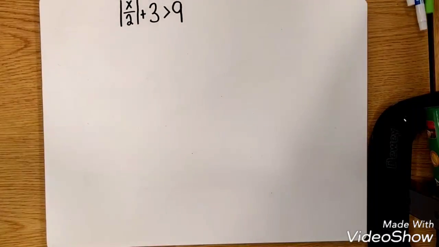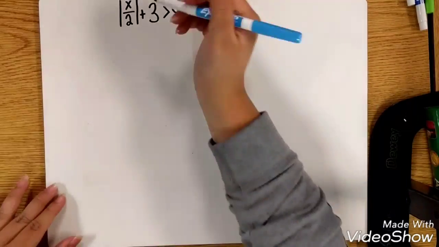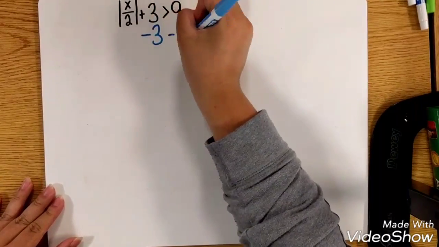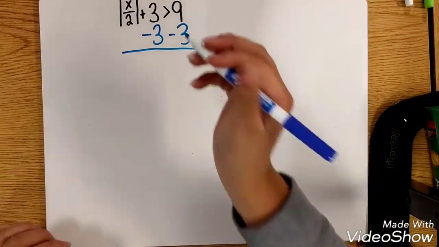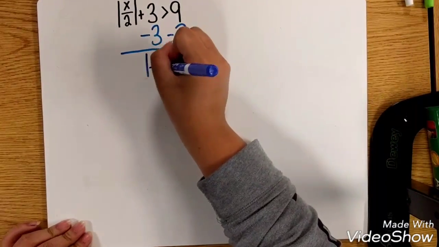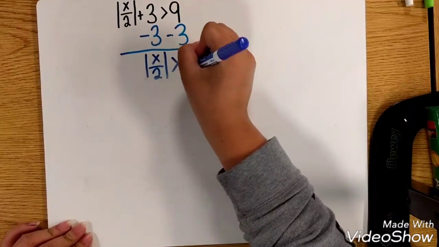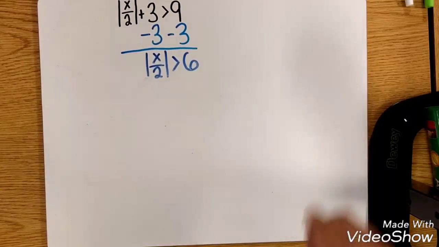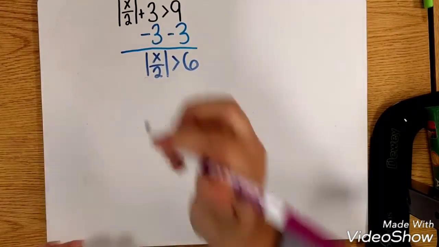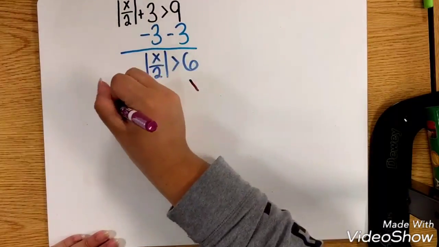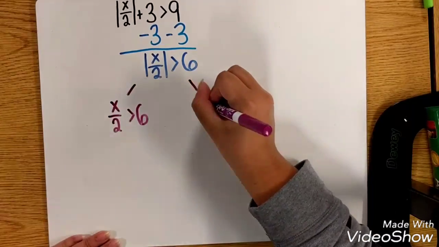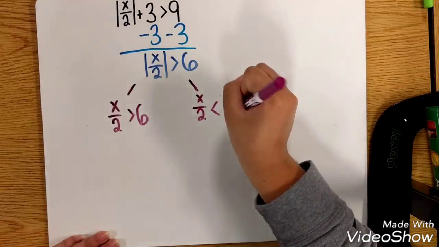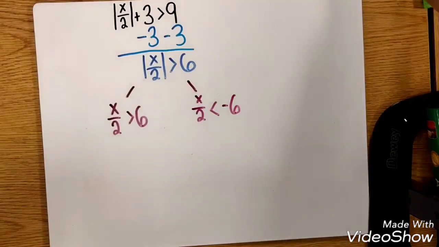Our first problem is the absolute value of x over 2 plus 3 is greater than 9. First, subtract 3 on both sides to isolate the absolute value. We then end up with the problem the absolute value of x over 2 is greater than 6. Then we branch this problem into two separate problems. One problem will be the same thing we have up there, while the other one will have the inequality switched and it'll be a negative 6.